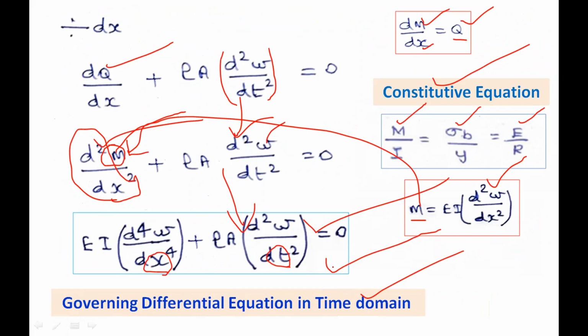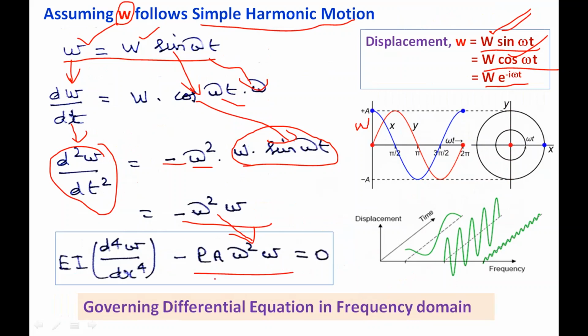In the governing differential equation, which is in the time domain, we can replace d square W by dt square with minus omega square W. This is the equation: EI d power 4 W by dx power 4 minus rho A omega square W is equal to 0. In this equation, we eliminated the time variable, so we are getting only x as the independent variable. Here we have only frequency. So this is called the governing differential equation of the transverse vibration of a beam in the frequency domain.